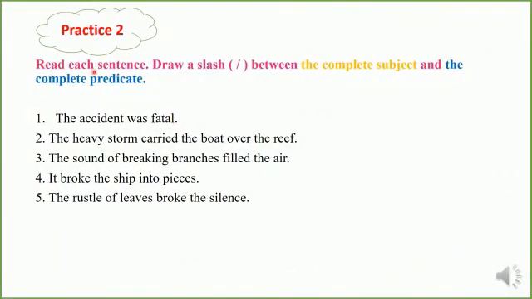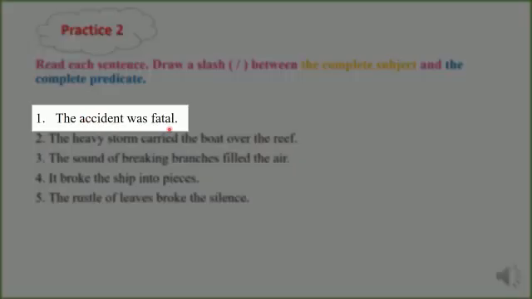Practice 2. Read each sentence, draw a slash between the complete subject and the complete predicate. Number 1, the accident was fatal. So look here, what was fatal? The accident. So the accident is the subject. Was is the verb. So here we have to draw the slash between the subject and the predicate.